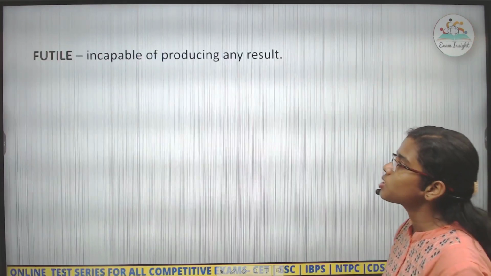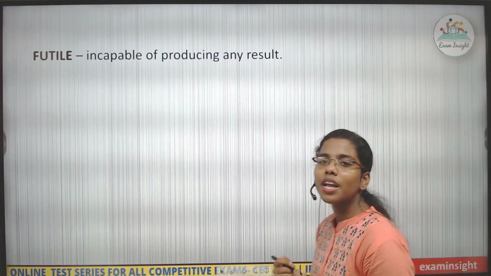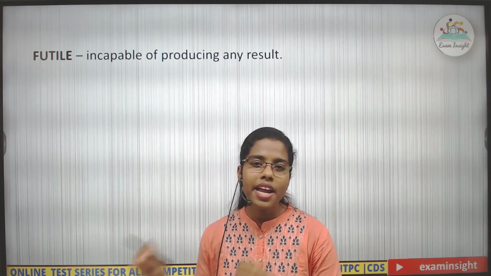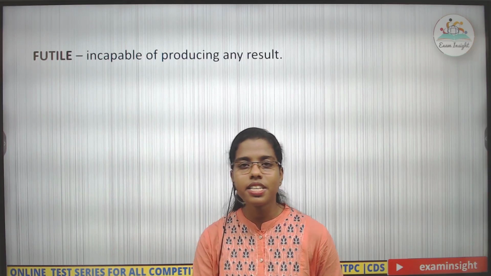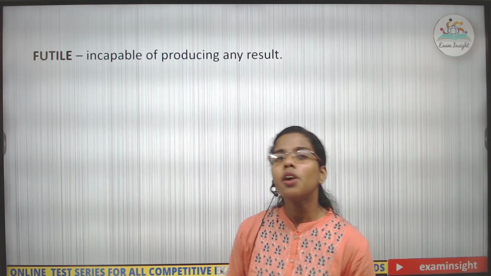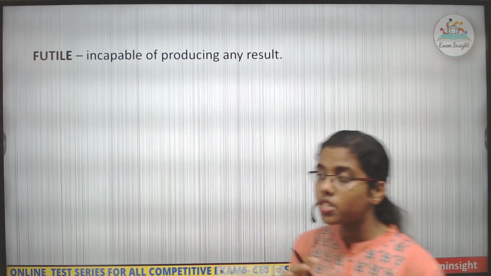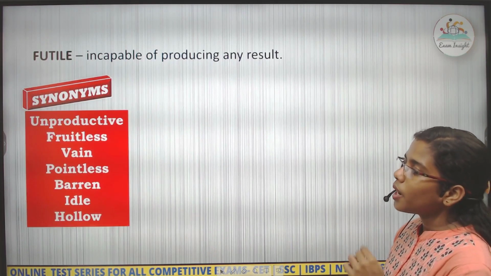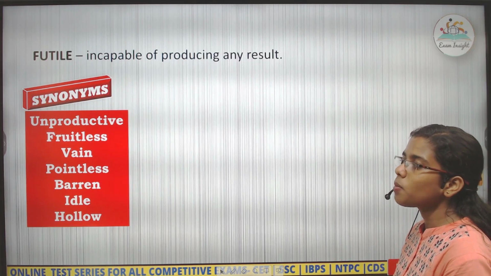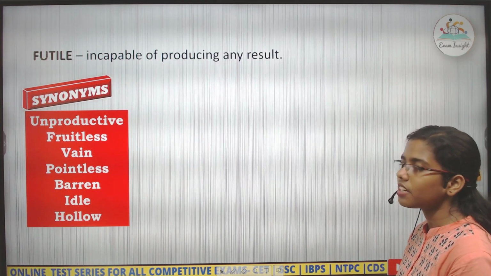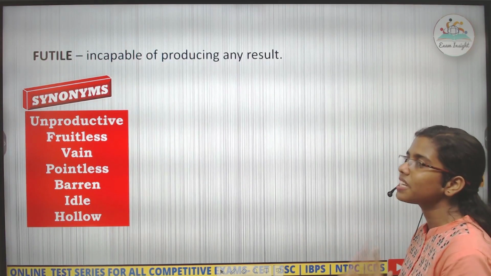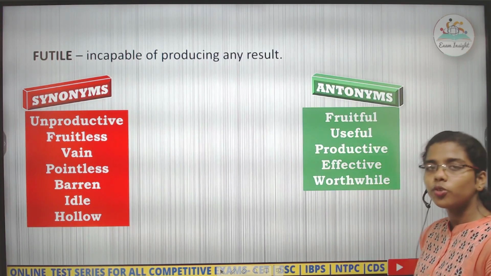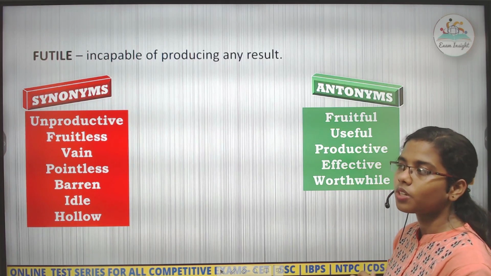Moving on to the next word, that is futile. Futile means incapable of producing any result. कुछ भी कर लो, end में result नहीं आना है, वैसे काम को बोलते हैं futile. With the example you will understand much better. Let's see the synonyms first. Unproductive, fruitless, vain, pointless, barren, idle, hollow. These all words mean futile, and obviously the antonyms would be fruitful, useful, productive, effective, worthwhile.